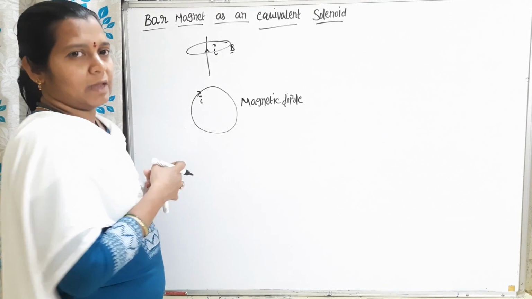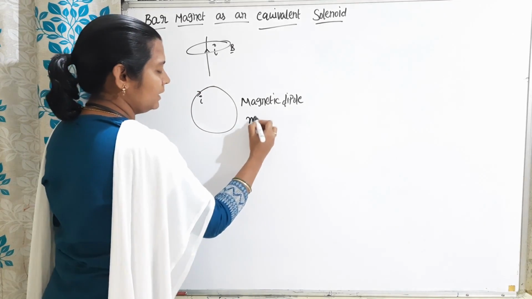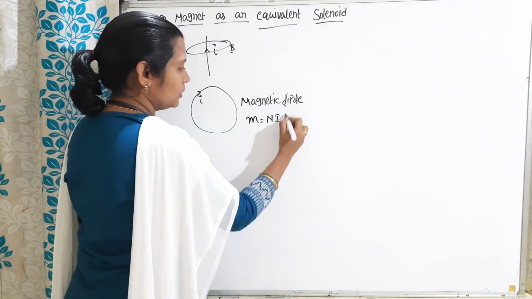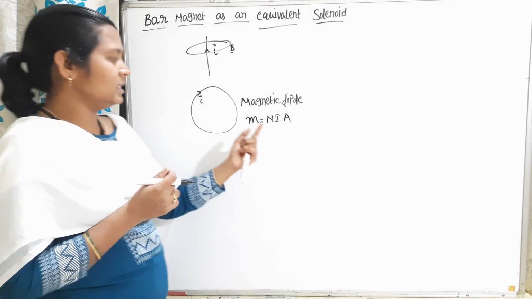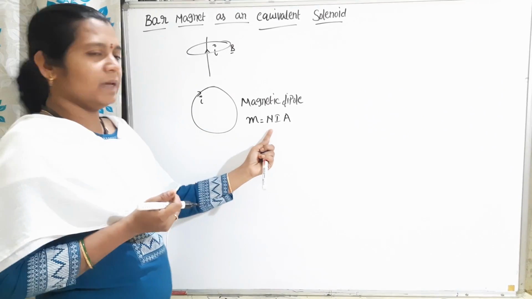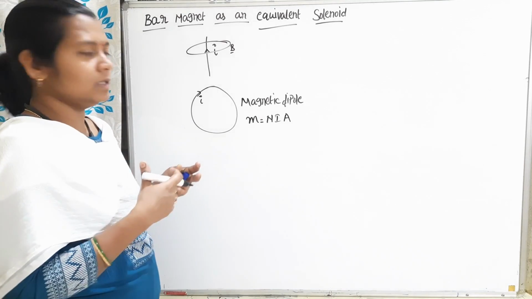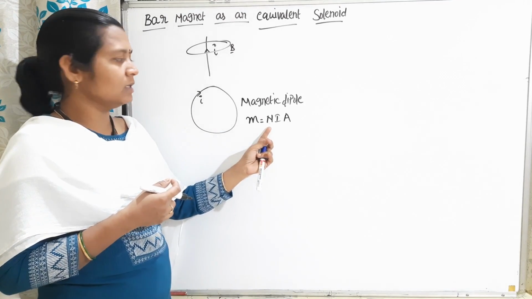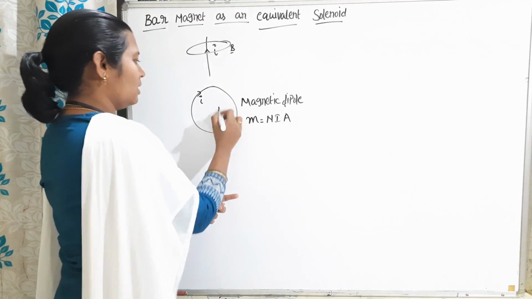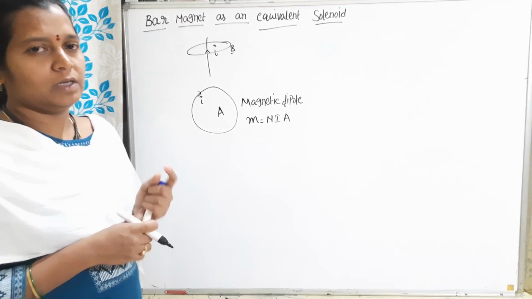So, if this is a dipole, what is the magnetic dipole moment of this circular loop? The magnetic dipole moment will be given by N into I into A, where N is the number of turns in this circular loop. If it is one turn, N will become 1. If you have more circular turns, then we have to include that number of turns. I is the amount of current flowing through this loop, and A is the cross section of the loop. So this is the magnetic moment associated with the current loop.